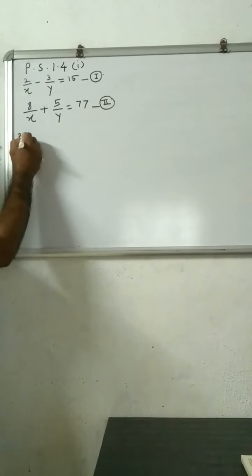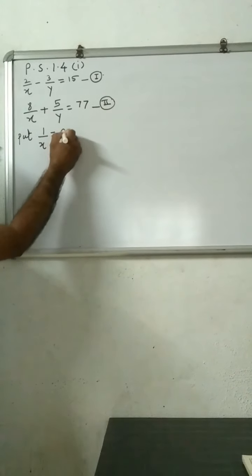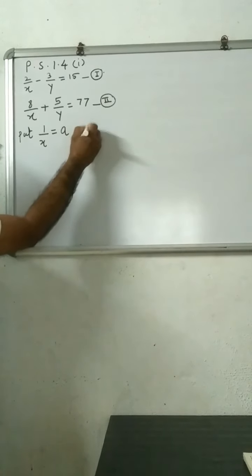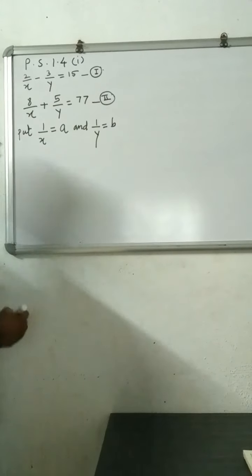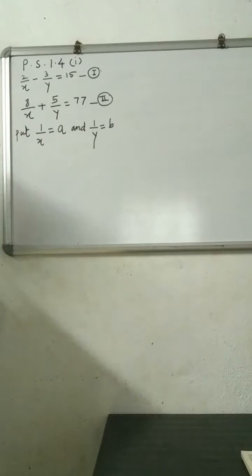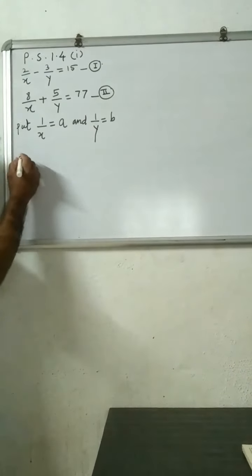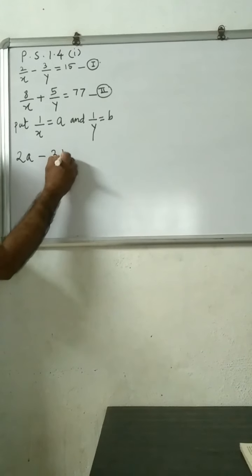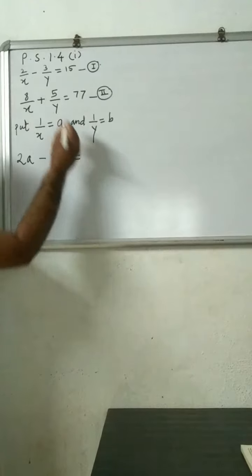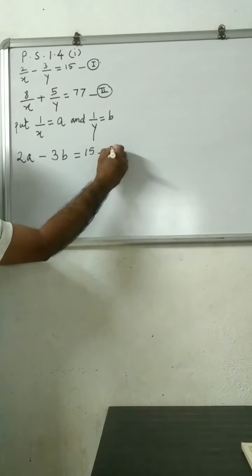So put 1 upon x is equal to a and 1 upon y is equal to b. So the given equations will transform: 1 upon x is equal to a, so it will become 2a minus 3b is equal to 15. This is the first equation.